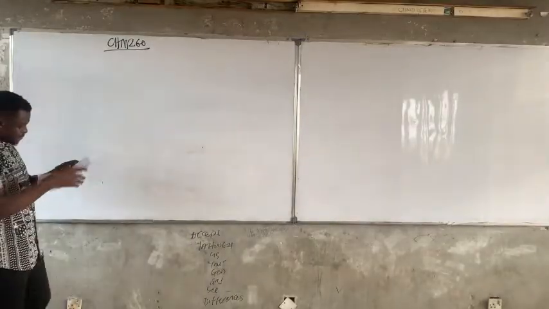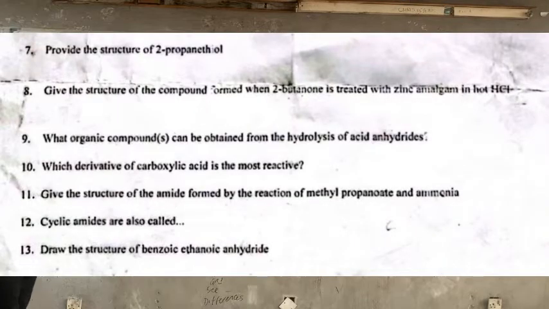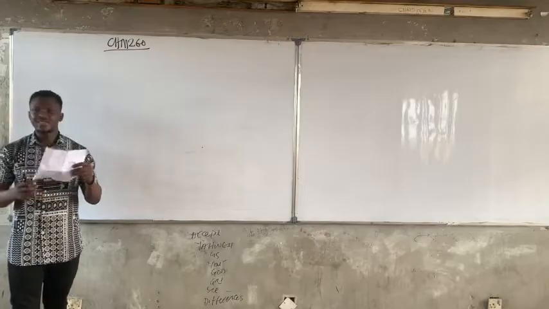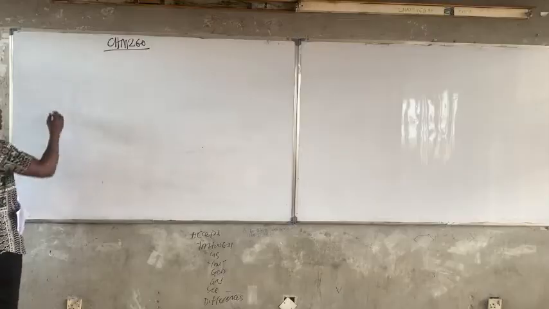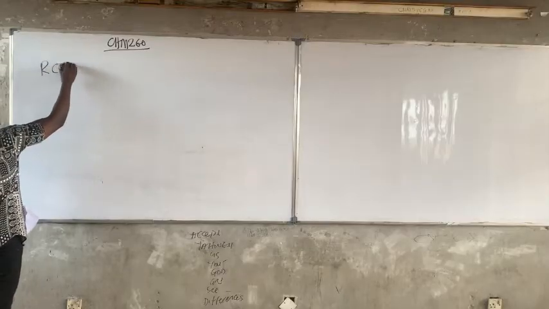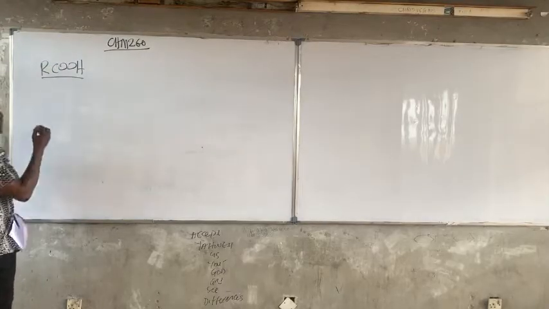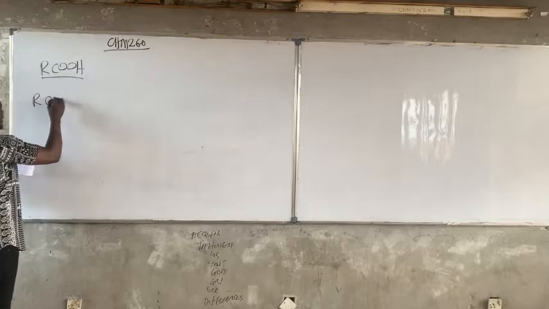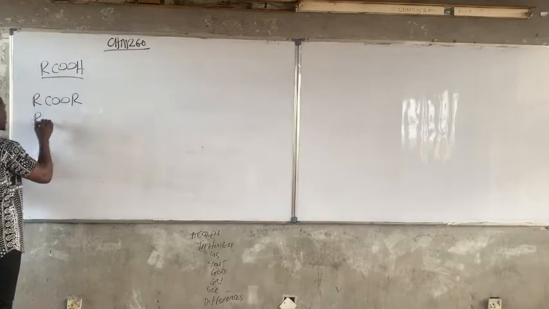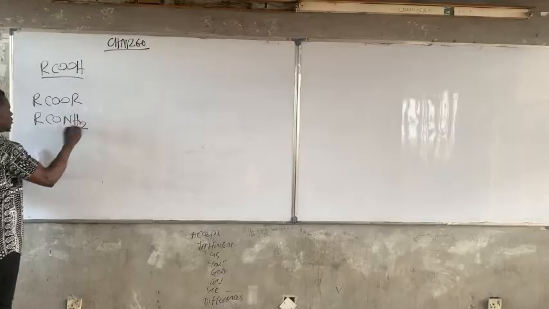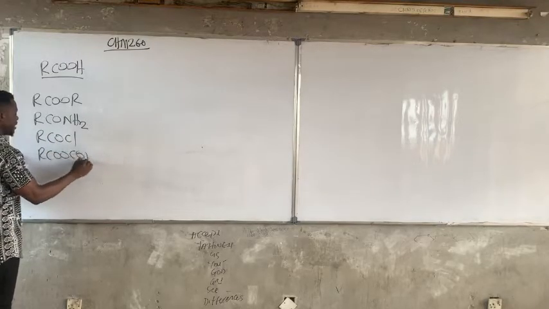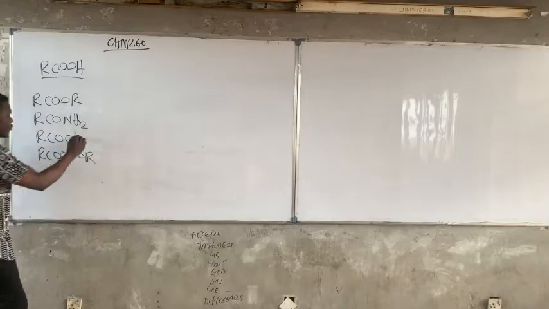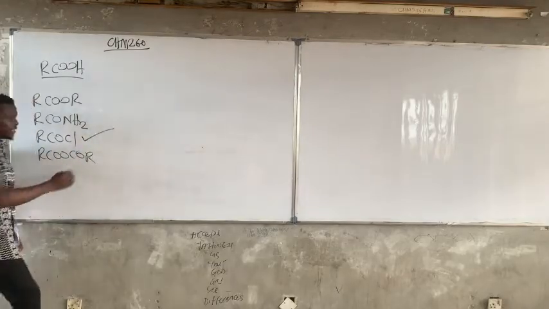Question number 10 rather. They say, which derivative of carboxylic acid is the most reactive? Now, this is carboxylic acid. The derivatives of carboxylic acid are this ester, this amide, this acid fluoride, and this acid anhydride. The most reactive of the derivatives is the acid fluoride.